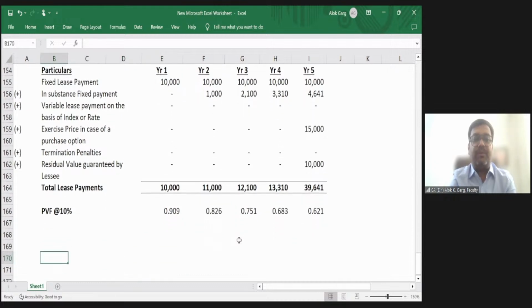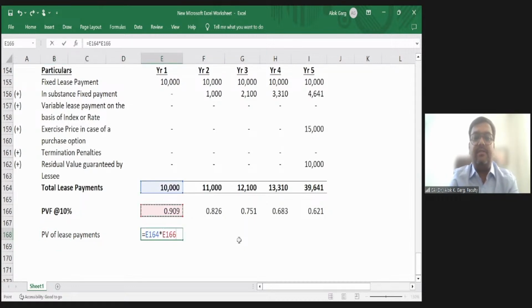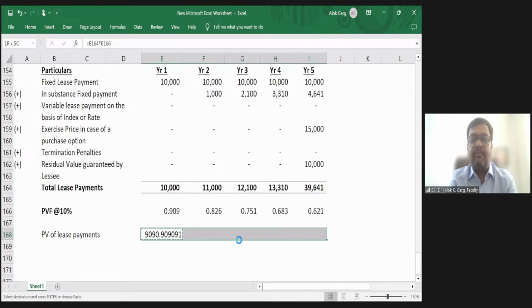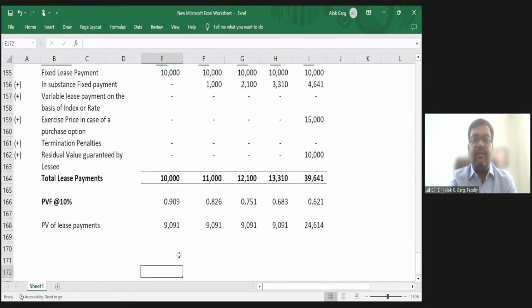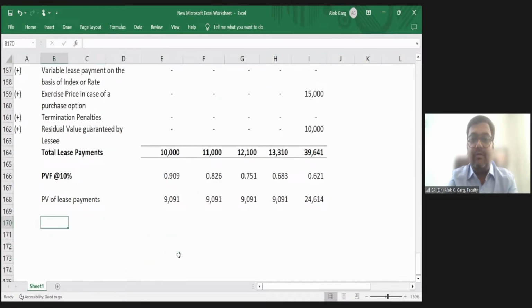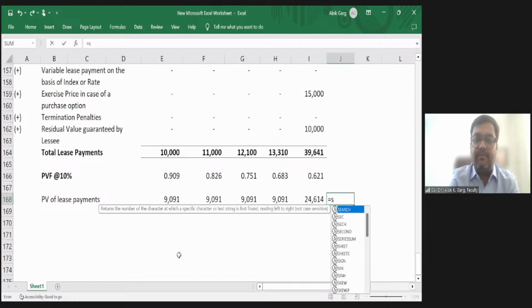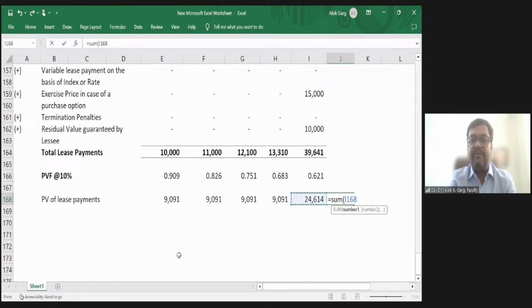In this case, what is your present value of the lease payment? Your present value of lease payment is this multiplied by this, right? And what is the total of this present value of the lease payment? The total is equal to the sum of these, 60,978.